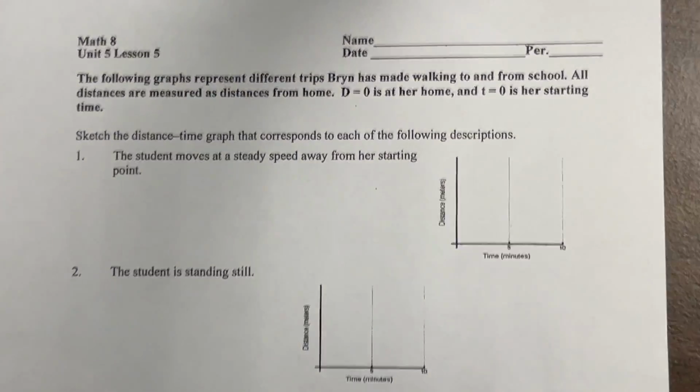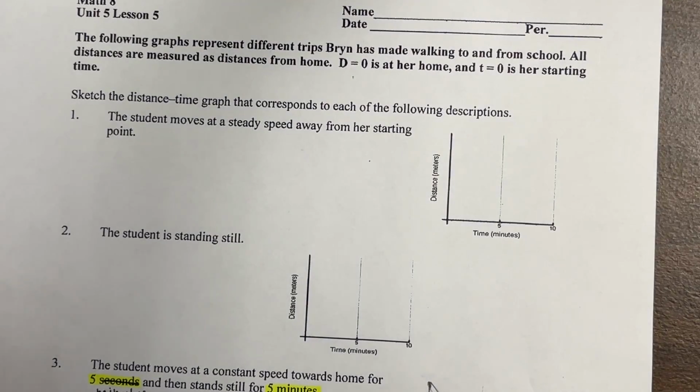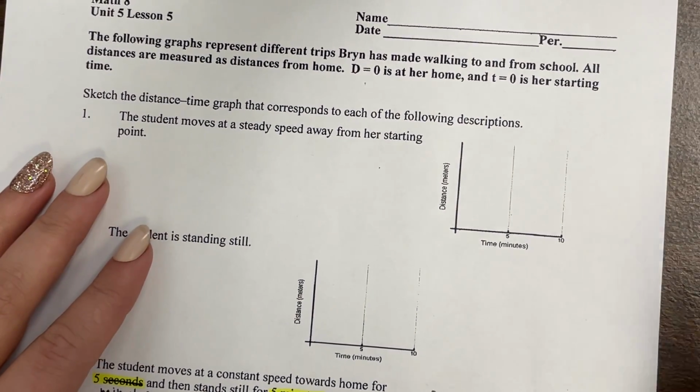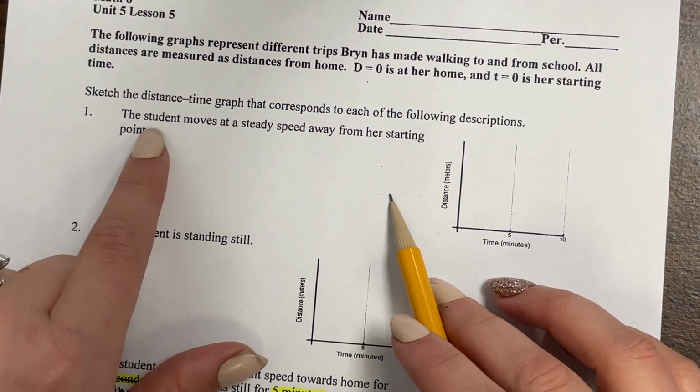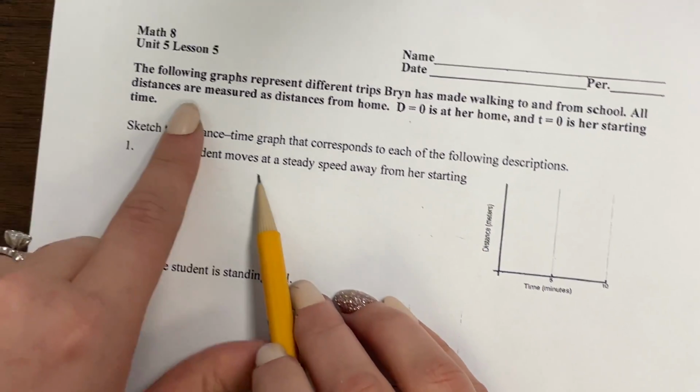All right, I have my lesson 5 homework here. Pretty easy lesson, just looking at stories and making graphs out of them. That's all we're doing. We're not writing anything. Okay, so the student moves, well, actually, let's read up here.